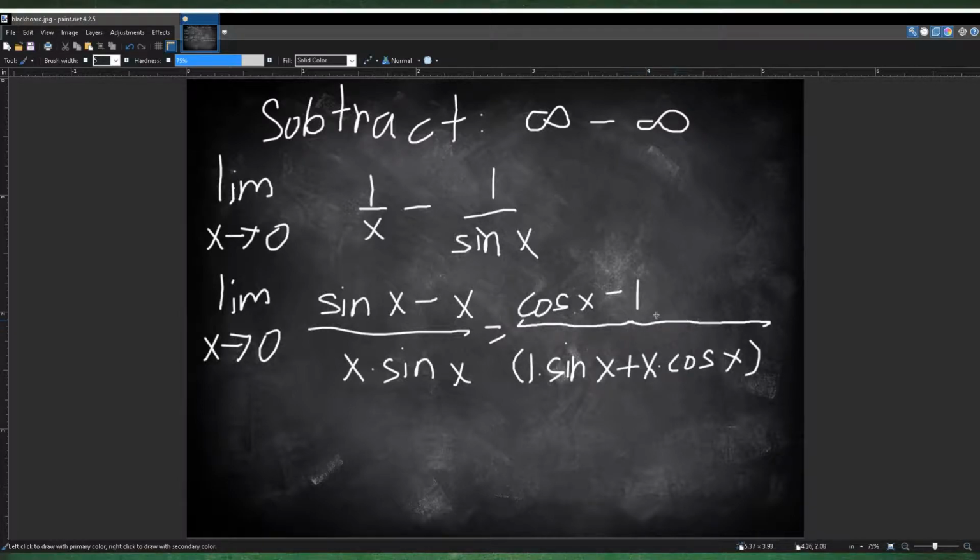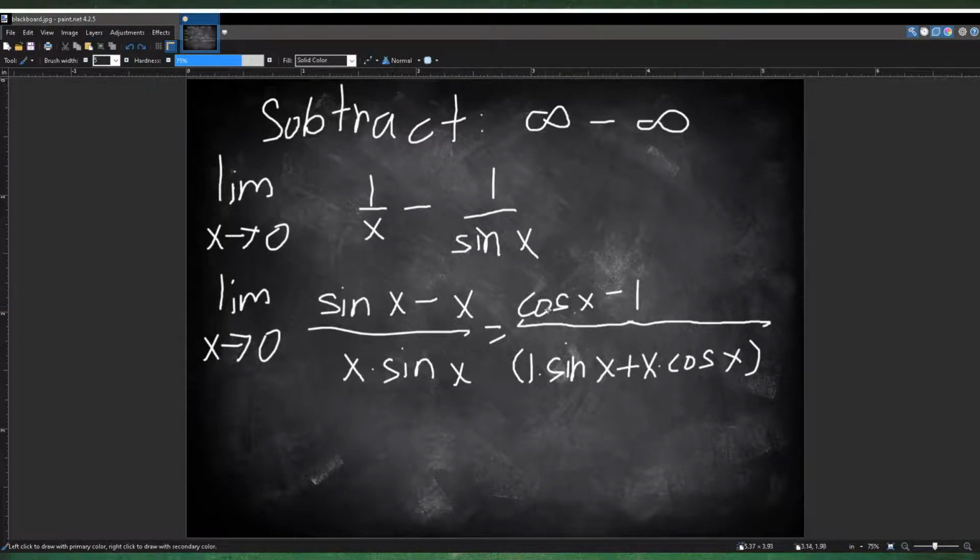Okay, so now we have this. Is this indeterminate? Well, we just plug in x. Cosine of 0 is 1, so 1 minus 1. On the bottom, we have 1 times sine of x. Sine of 0 is 0, plus x, which is 0, times cosine of x, so cosine 0 is 1. So 1 minus 1 is 0, and 0 times 1 plus 0 times 1 is just 0. So this is still indeterminate, so we could use L'Hopital's Rule again. You can always keep using L'Hopital's Rule if it's indeterminate. So we're going to use it again.